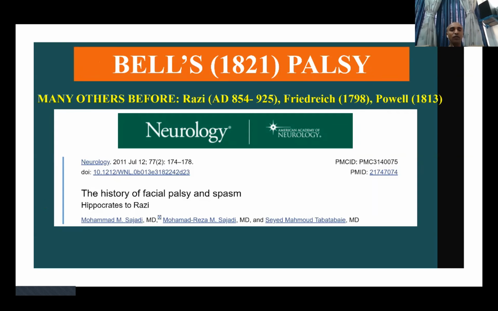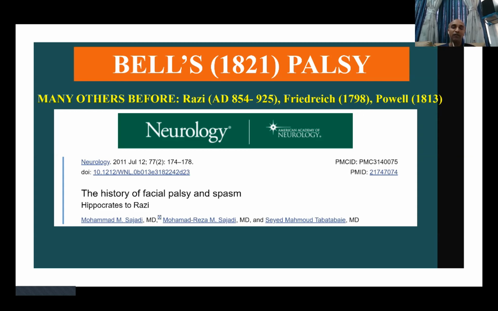So we look at some causes of facial palsy. The most common unilateral facial palsy is the idiopathic facial palsy or the Bell's palsy, which we call very frequently. And this was described in 1821 by Sir Charles Bell. But was he the first one to describe it? By a far stretch, no. There were many others before him.